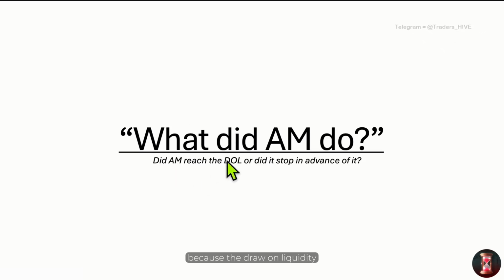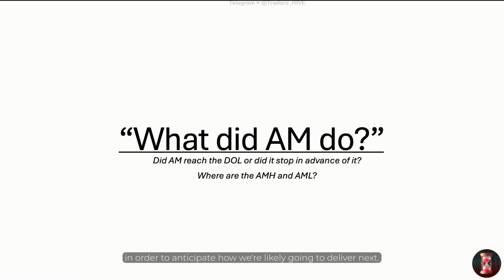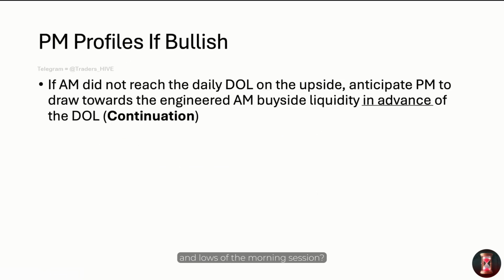Because the draw on liquidity recognition is the most important in order to anticipate how we're likely going to deliver next. Next that you should ask yourself, where are the AM high and where are the AM low? Meaning, where are the highs and lows of the morning session?